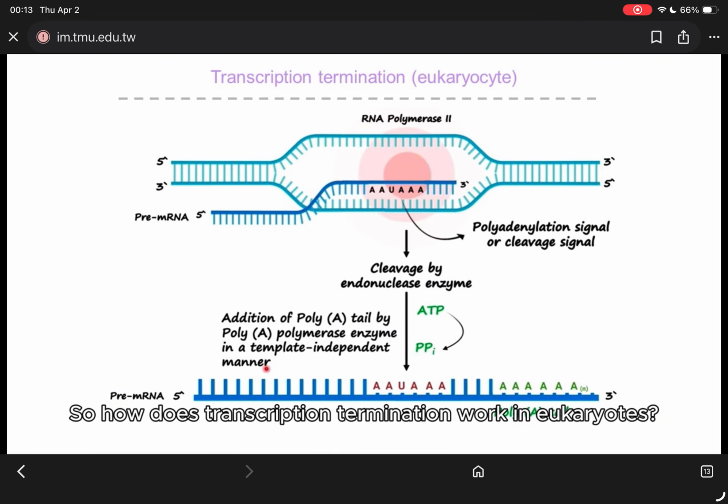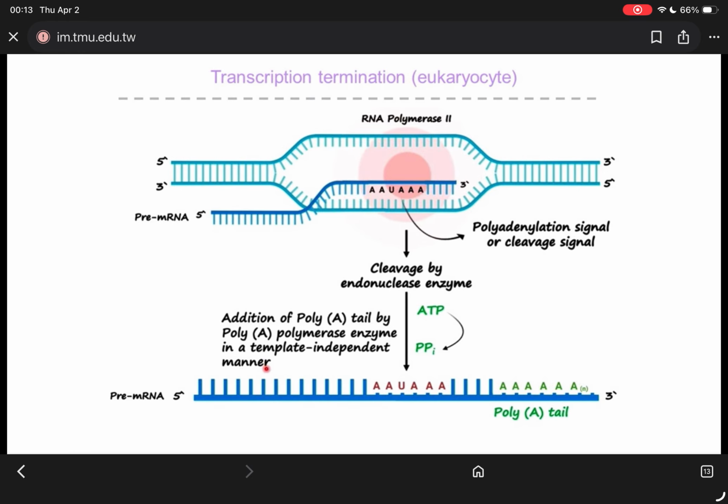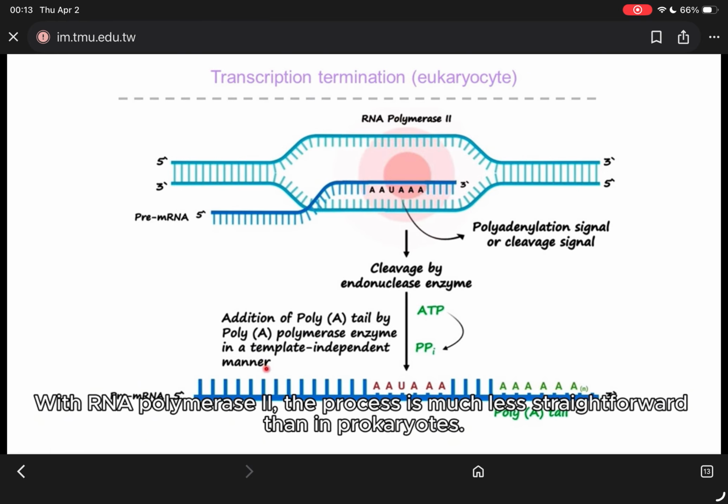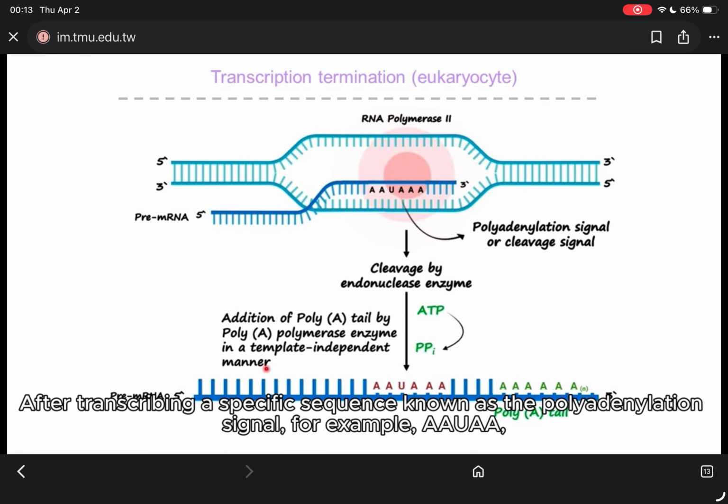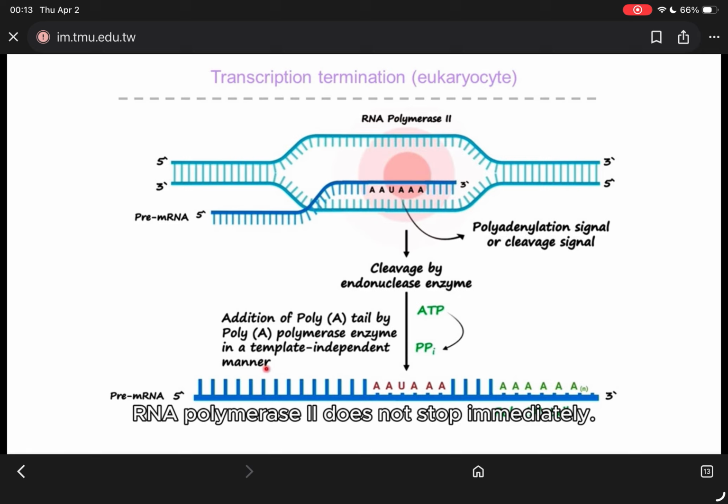So how does transcription termination work in eukaryotes? With RNA polymerase II, the process is much less straightforward than in prokaryotes. After transcribing a specific sequence known as the polyadenylation signal, for example, AAUAAA, RNA polymerase II does not stop immediately. Instead, it continues to synthesize a short stretch of RNA downstream.